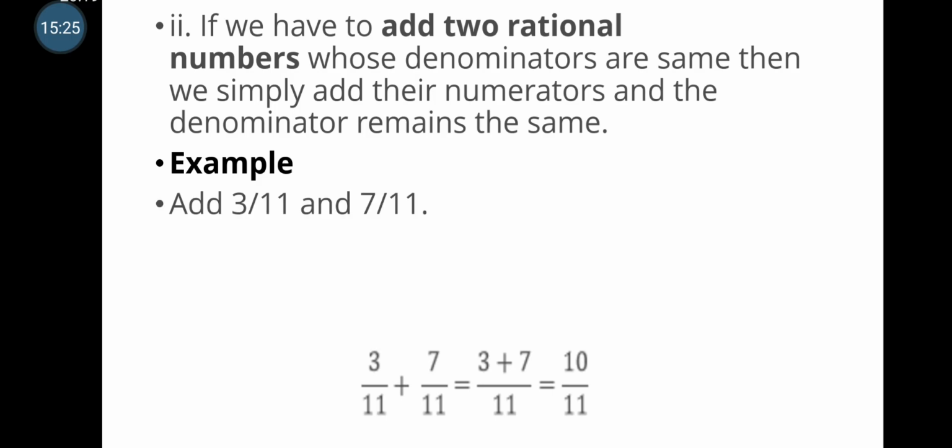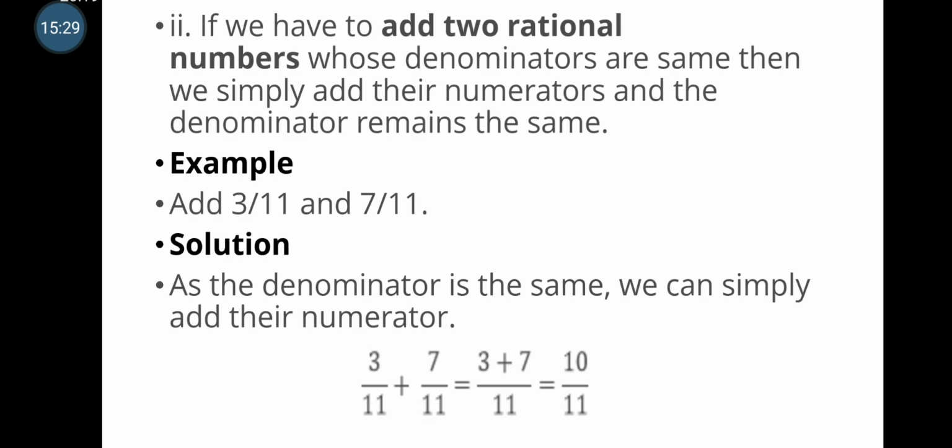So if we have to add two rational numbers whose denominators are the same, then we simply add their numerators and the denominator remains the same. Suppose you have 3 by 11 and 7 by 11. The denominator is the same, so you can add the numerators together. 3 plus 7 is 10. So 10 by 11 will be your answer.